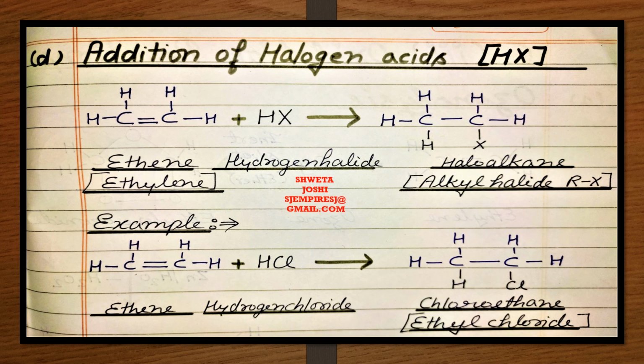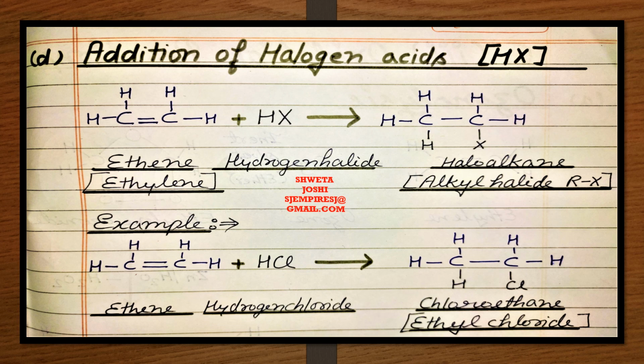Now covering our next reaction, which is addition of a halogen acid, that is HX. In the case of alkenes, after dissociation of the double bond between the carbon atoms, to one of the carbon atoms, hydrogen of the hydrogen halide is attached, and to the second carbon atom, the halogen atom is attached. So in this reaction, we get a mono-substituted alkane as our main product.